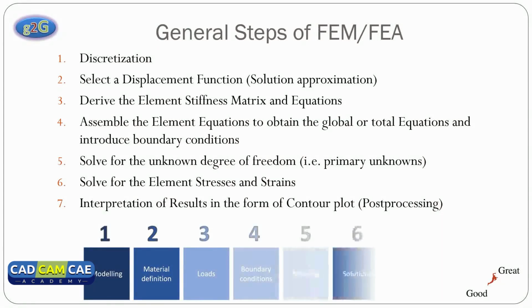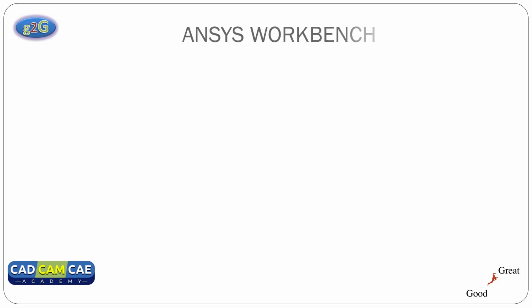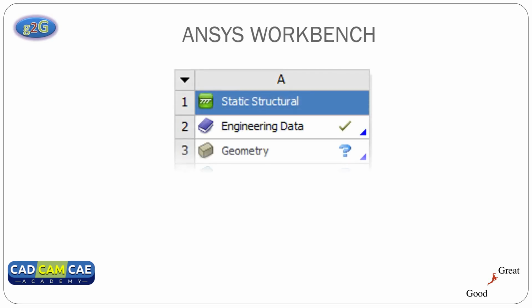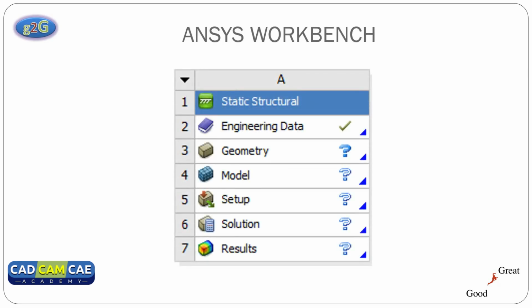So these are some basic steps of finite element analysis represented at the bottom of the slide, and these steps are followed by ANSYS Workbench. First of all, modeling, then apply material definition, then 3 is the load, 4th is the boundary condition, 5 is the meshing, 6 is solution, and 7 is post-processing. So here you can check the steps of ANSYS Workbench for any type of analysis.